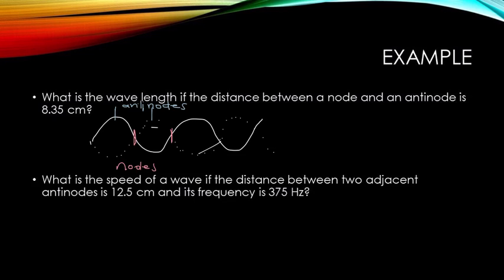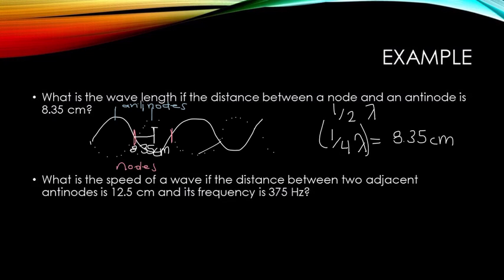So this question is telling me that halfway between node and antinode is 8.35 centimeters. Okay, so we know that the distance between any two nodes or any two antinodes is 1/2 of the wavelength. Therefore, we've halved that again. So 1/4 of the wavelength is 8.35 centimeters. So I have to multiply both sides by 4 to get rid of the 4 there. So then my wavelength ends up being 33.4 centimeters.